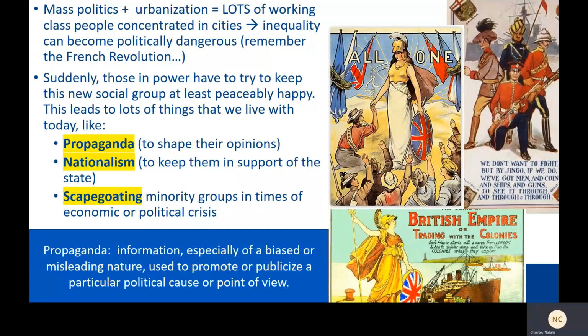If you could get the working class of a country to be proud of being part of that state, you could pretty much guarantee peace in a way that was really important if you're in power. It also promoted scapegoating, and these are all parts of the same process. Scapegoating would be like targeting minority groups in times of economic crisis and kind of blaming them for it, which is also a part of nationalism.